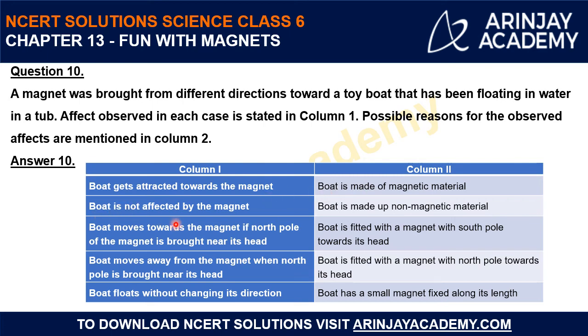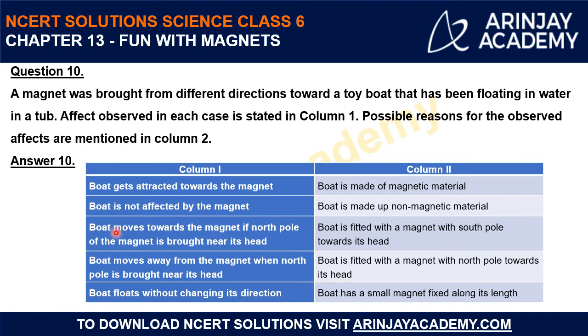Second effect is boat is not affected by the magnet. What if the boat has no effect from the magnet, that is, the boat neither gets attracted nor repelled? So in that case, what will the boat be like? It will be made out of a non-magnetic material, because we know that non-magnetic material shows no interaction with the magnet.